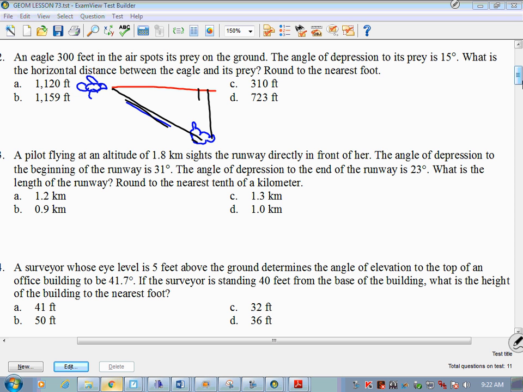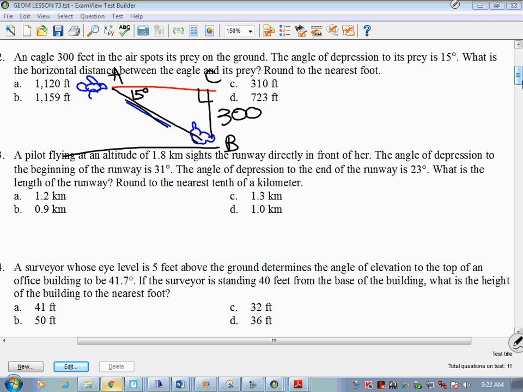My angle of depression should always be this upside down right triangle. Does this make sense? Where does the 300 go? Let's go ahead and label this. What line is my 300? It's not AB, it's CB, right? Because he's 300 feet above the ground, correct? So 300 is CB. The angle of depression is 15 degrees. That should be his sight. We would call that angle CAB, right?